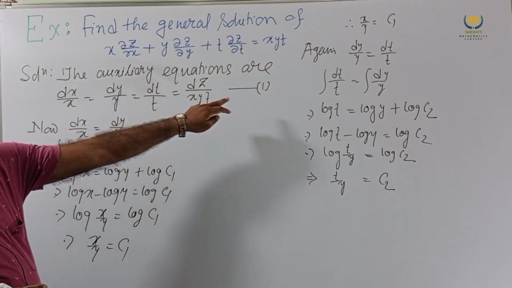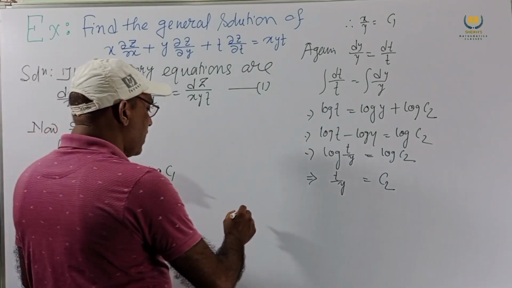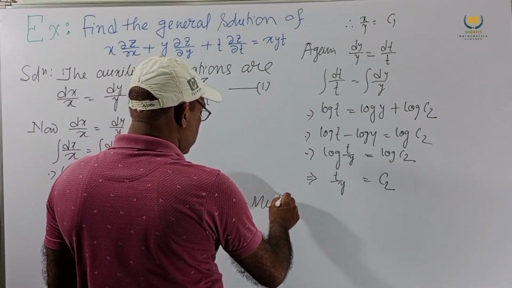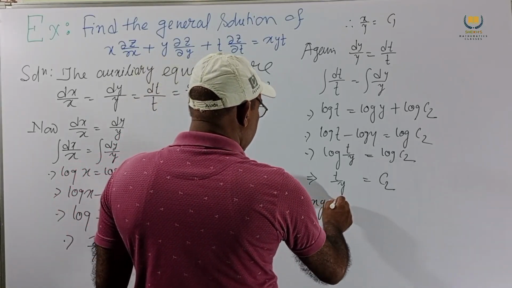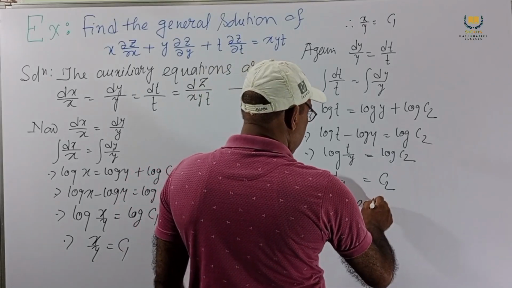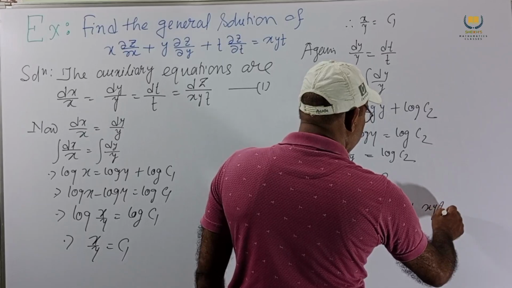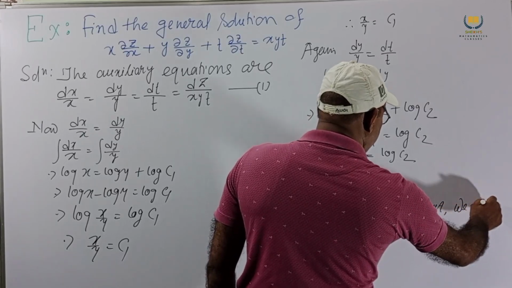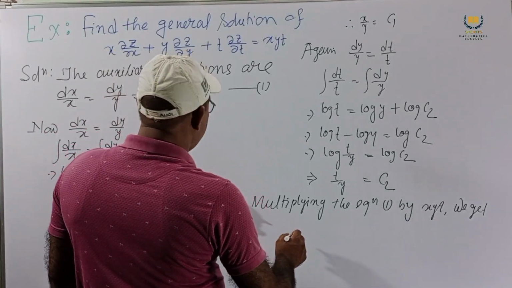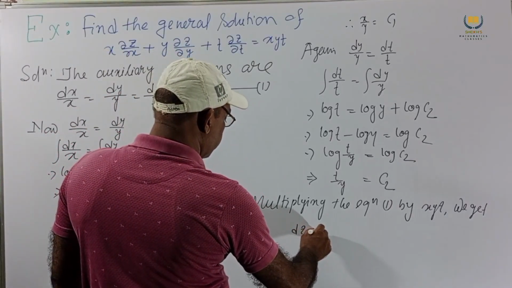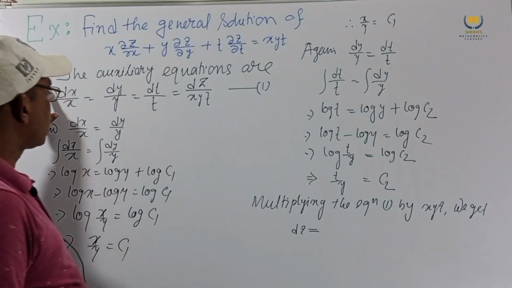We multiply both sides of equation 1 by xyt. If we multiply by xyt, we get dz equal to xyt times dx/x. Then x is cancelled and we get yt.